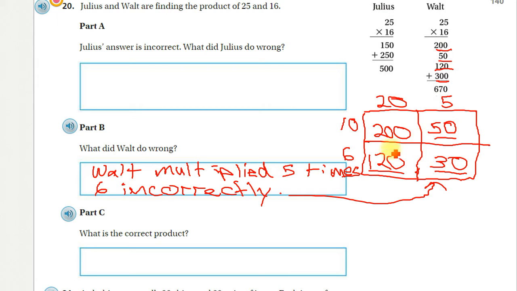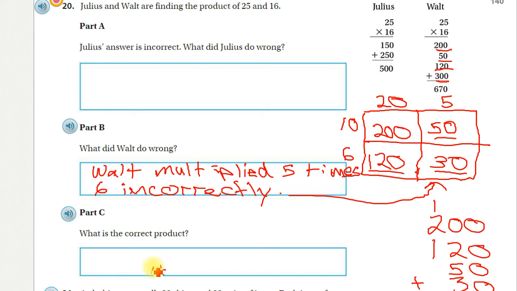Well, now we are ready to go on to part C already because we have all of our partial products. Let's just write them down and add them up. 200 is one of them, 120 is another partial product, 50 is my other partial product, and my last one is 30. And Walt got 300, but we know it's supposed to be 30. So now I just add them up. 0, 2 plus 5 is 7, plus 3 is 10. 1 plus 2 is 3, plus 1 more is 4. So the correct product is 400.